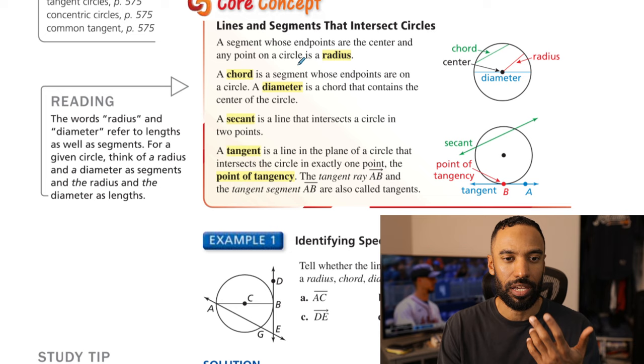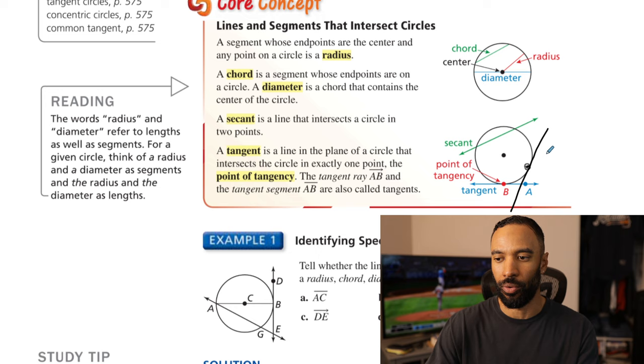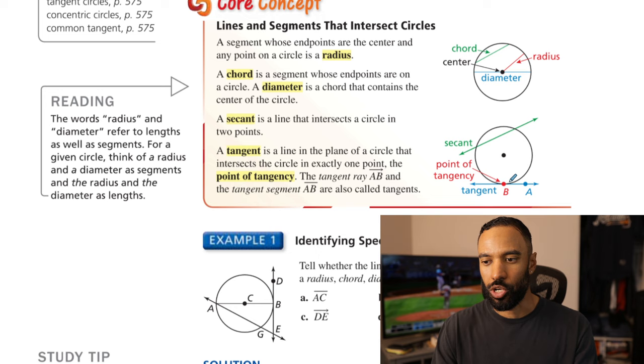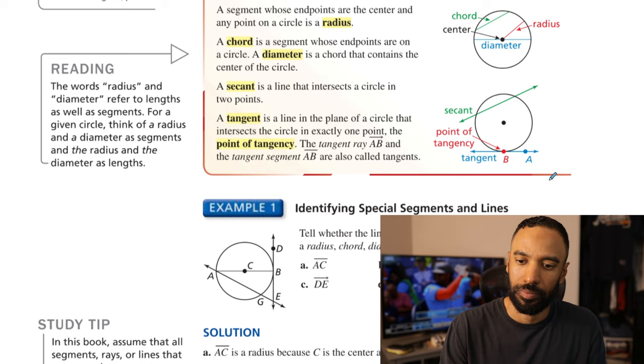So a tangent line, how can you hit a circle once? You have to do it in a very specific way, it needs to just kind of kiss the circle and just hit that one point. And that point's called the point of tangency. The tangent ray AB and the tangent segment AB are also called tangents. Okay, well, any of this AB stuff is also known as a tangent. What's over here? The word is diameter.